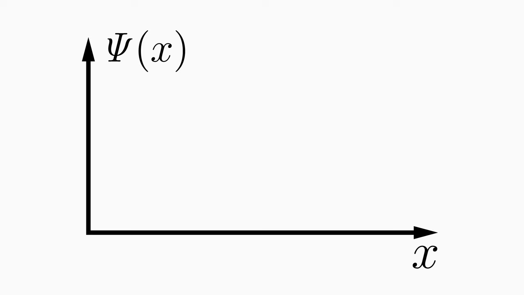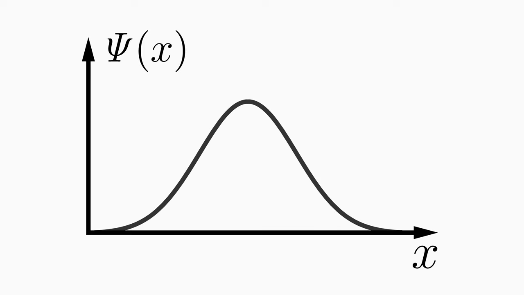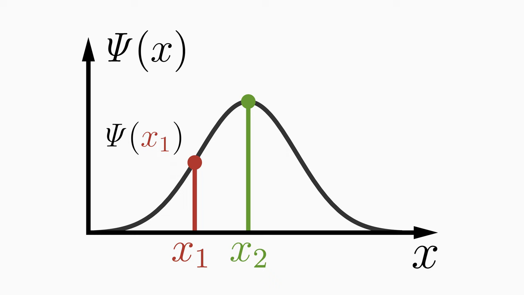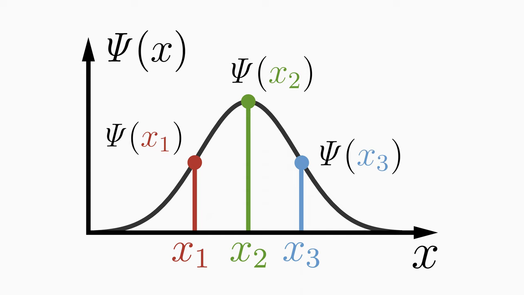Consider any one-dimensional wave function psi of x describing a quantum mechanical particle. The value of the wave function, say at point x1, is psi of x1. At point x2 is the function value psi of x2. At point x3 is the function value psi of x3, and so on. You can assign a function value to each x value in this way.